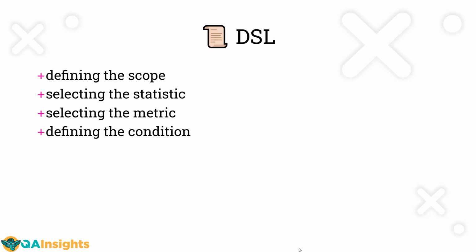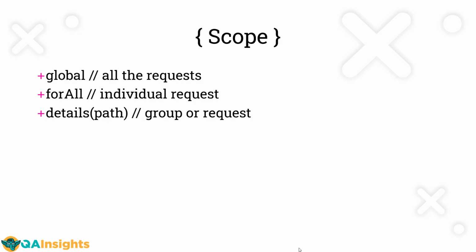There is a domain-specific language for assertions where you can define the scope, you can select which statistics you want to add and metrics, and you have to define the condition. So this is the scope for the assertion. We have three different types of scopes. One is global, which will check for all the requests. For all method, it will check for the individual requests. If you want to check for a group or a request by name, you can use the details. So these are the three different types of scope you can define in Gatling. We are going to see it with an example.